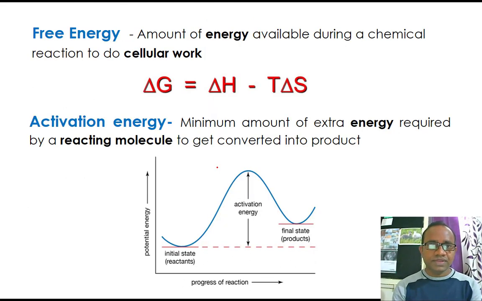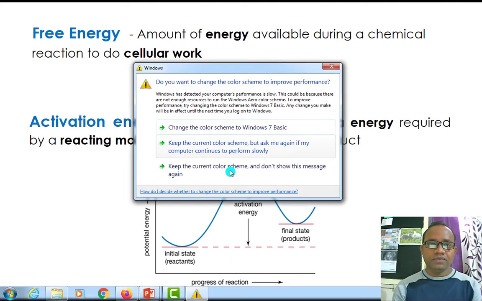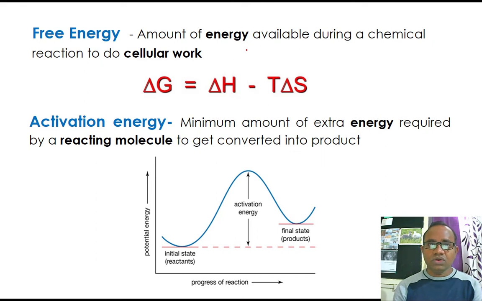So first what we need to see is the energies. The free energy is generally the energy that is required to do a chemical work. This is the energy that is available to do the cellular work. Generally we denote it by delta G, which is delta H minus T delta S, where delta H is the enthalpy and delta S is the entropy at a particular temperature T. So this is the free energy.